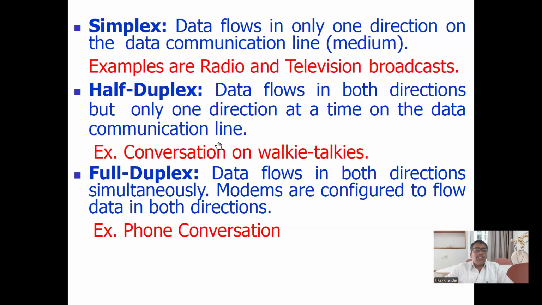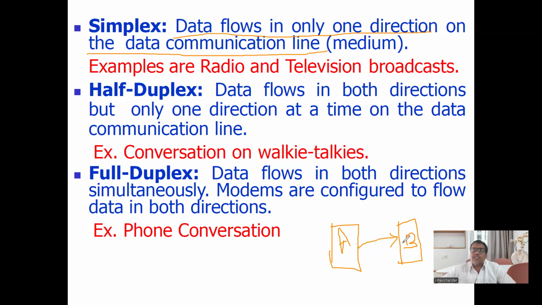Now, what is simplex? Simplex means data flows in one direction on the data communication line. So, for example, there are two devices, A and B. If the data transmission is in only one direction, A to B only, not from B to A, that is known as simplex transmission.